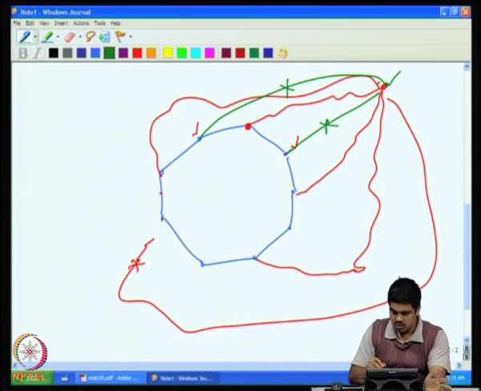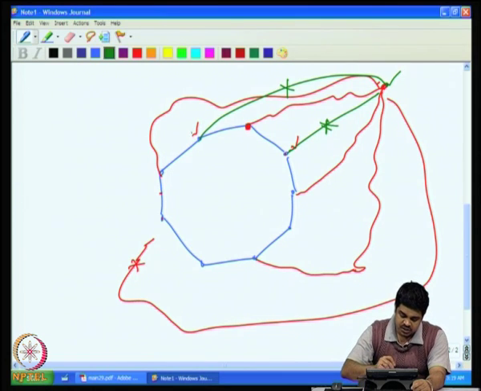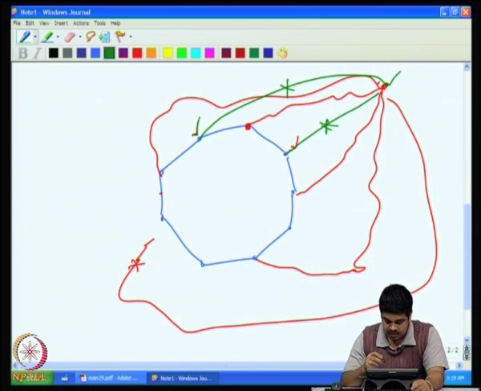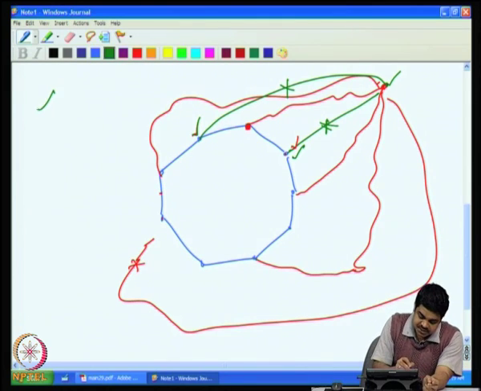So, now what we are going to do is to demonstrate an independent set of cardinality at least kappa plus 1. We know by our assumption alpha is less than or equal to kappa.